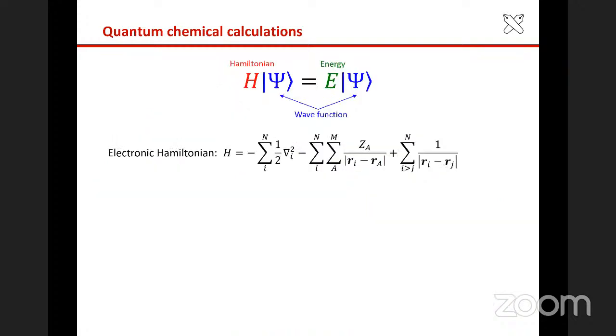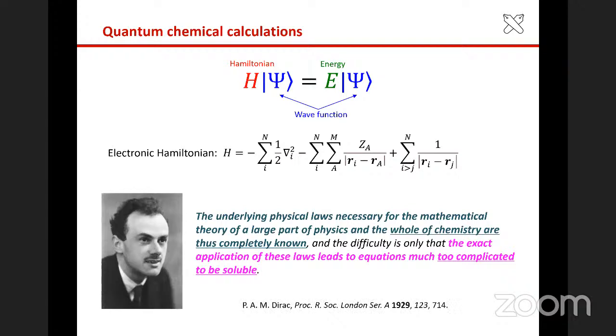And this is the Schrodinger equation, the electronic Hamiltonian, under the Born-Oppenheimer approximation. We have the kinetic energy of the electrons, the electron-nuclear interaction, and the electron-electron interaction term. But solving this equation exactly is very difficult, and you can see that Dirac stated in 1929 that the underlying physical laws for the mathematical theory of a large part of physics and the whole of chemistry are completely known. But the difficulty is that the exact application of these laws leads to equations much too complicated to be solved.